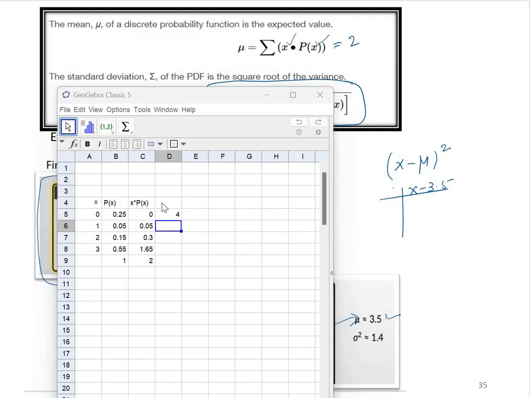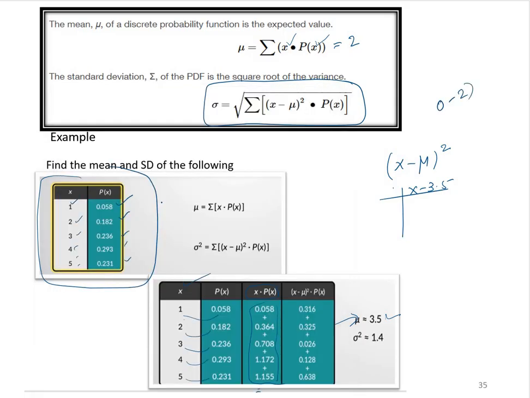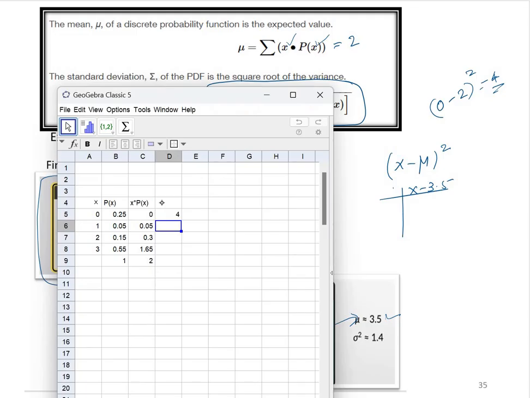And what is that value? That is 0 minus 2 the whole square. And 0 minus 2 is minus 2. Minus 2 square is 4. That's why that value is 4. No need to input all the other values. Just click on there and move the cursor to the right corner. You will get a cross and drag that. Okay, so the values are there.